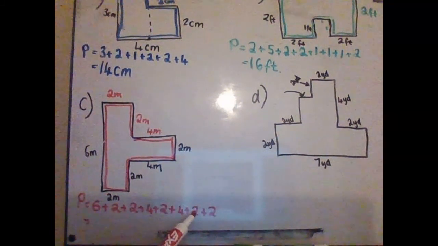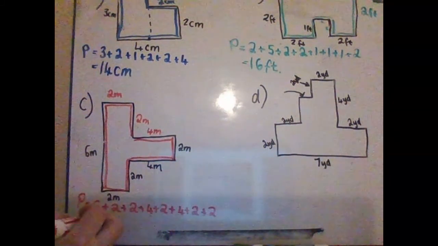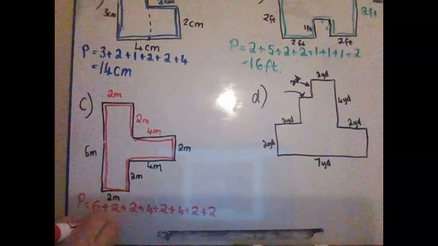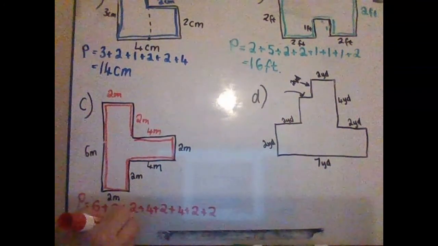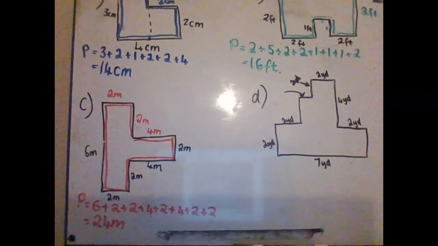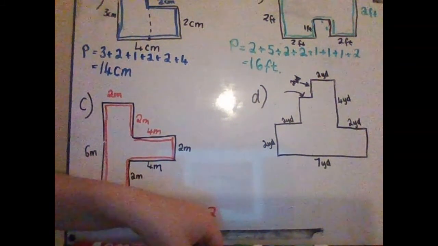20 add 2, 20, 21, 22. 22 add 2, 23, 24. Okay, 24 meters is the perimeter of this shape down there. Okay, last but not least, let's have a look at D.